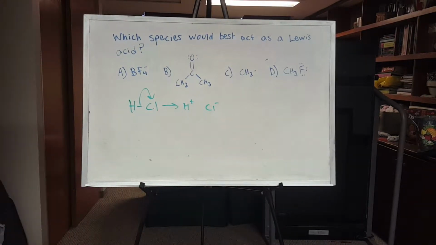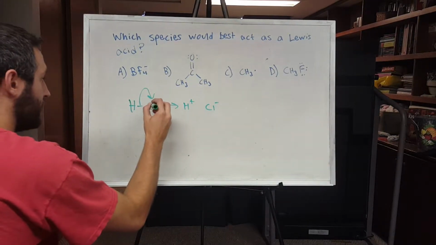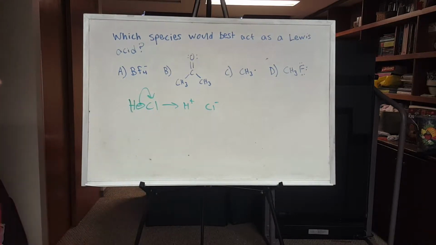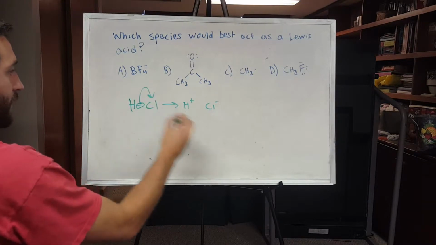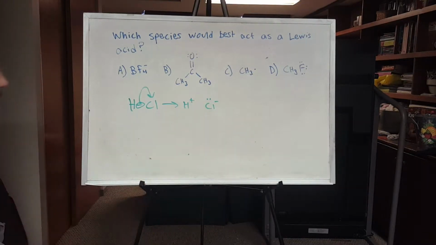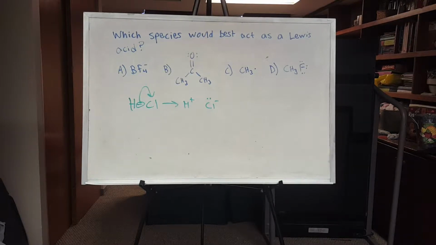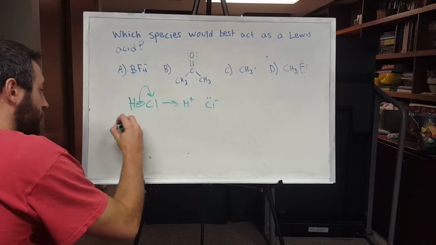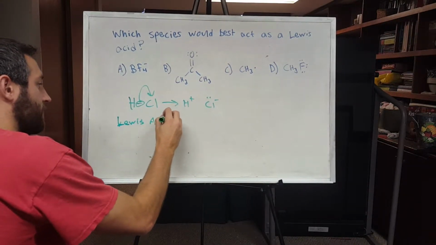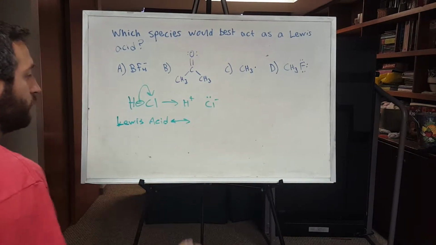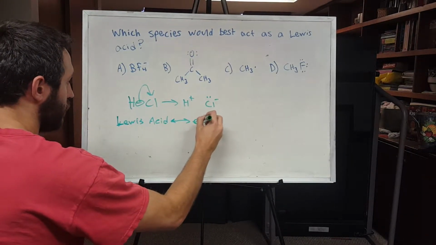But in terms of the Lewis definition, this Cl accepts an electron pair. Right? It was bonded to an H. Now it has an extra lone pair of electrons here. That's the definition of Lewis acid. So, also, that's what an electrophile does. So the term Lewis acid is synonymous or equivalent to an electrophile.